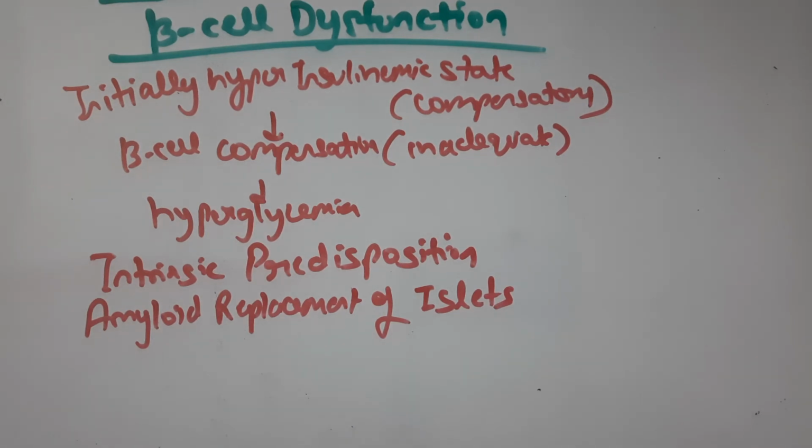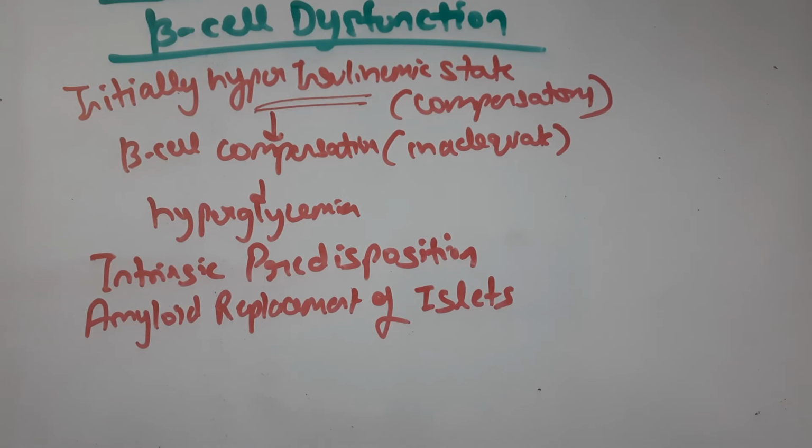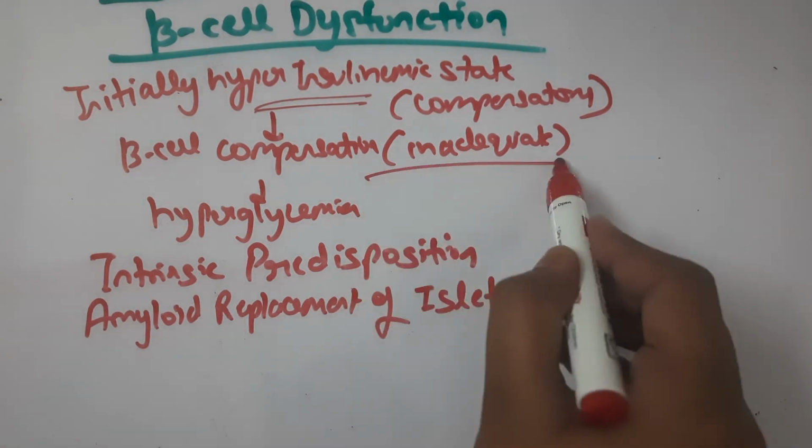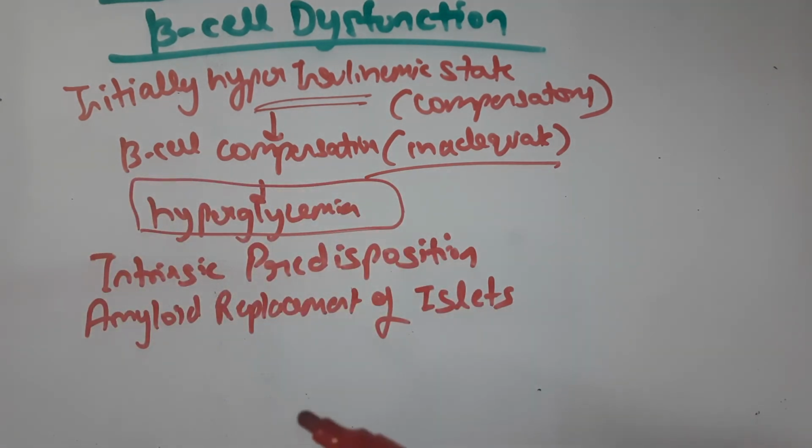Now the second factor in the pathogenesis is beta cell dysfunction. We'll discuss this now. Initially there will be a hyperinsulinemic state, that is, insulin levels will be higher than normal, which is a compensation for peripheral resistance. But eventually the beta cells will dysfunction even more, beta cell compensation will become inadequate, and the hyperglycemic state will become evident.